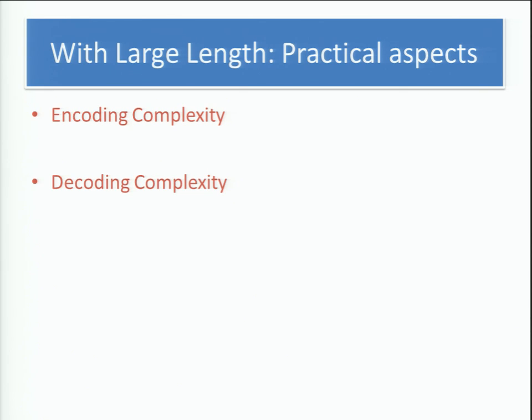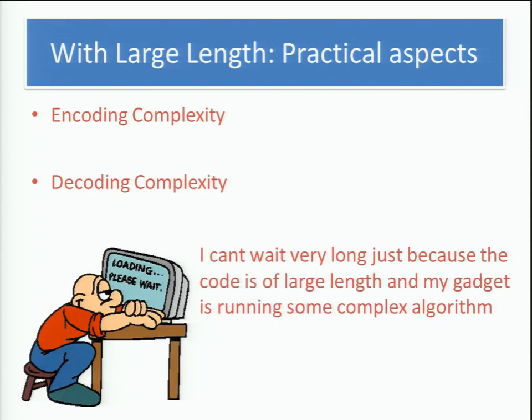Now, the large length itself comes with some practical aspects. As the length of the code grows larger, we saw in convolutional codes it was okay. For the block code, you want a code of length n, and you want the rate of the code to be high, so k is high, which means my encoding complexity is high and the decoding complexity is high, right? As the block length grows larger, they scale. So if you are using them in your device, you just keep waiting, and this is not what you want to do.